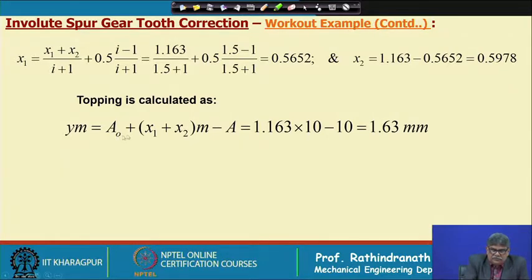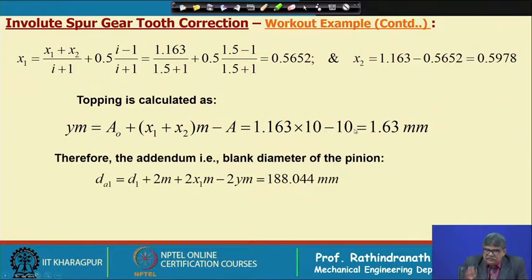Because this A0 minus A is equal to 10 millimeter, this is correct. So, therefore, the addendum, that is blank diameter of the pinion, that is tip circle diameter, can be considered d1 plus twice module into twice x1 into m minus twice y m is equal to 188.044, and let us check this one.